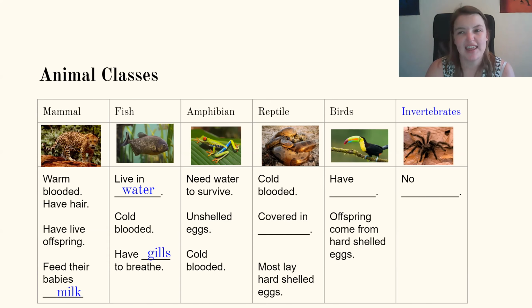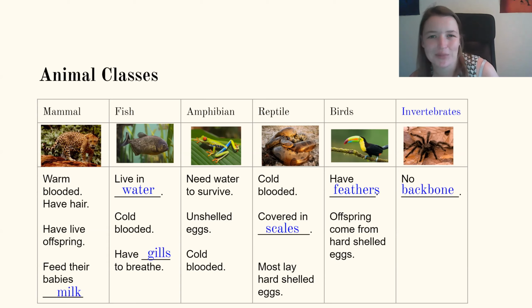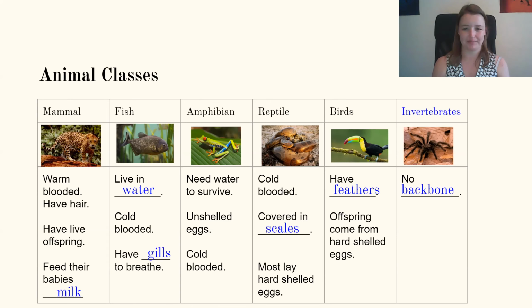But what is special about an invertebrate that makes them different from a vertebrate? Absolutely, they do not have a backbone. No backbone. Have a quick look, remind yourself of all these classes. And if you forget, remember that you can go back in this video to find it, to remind yourself at any point.